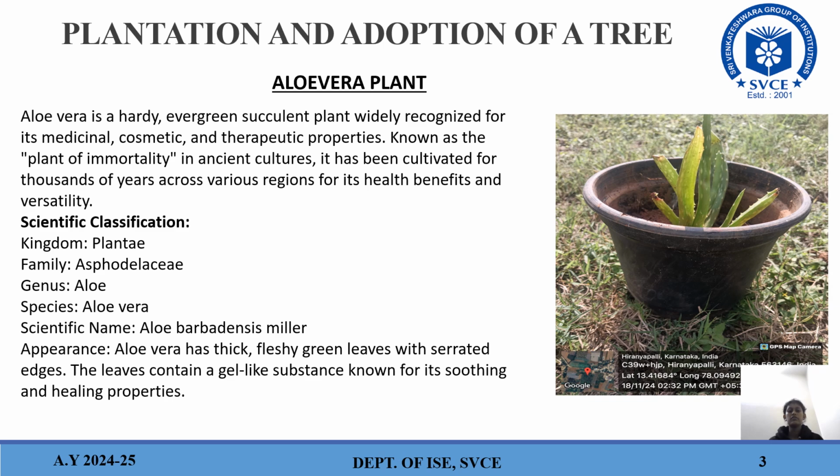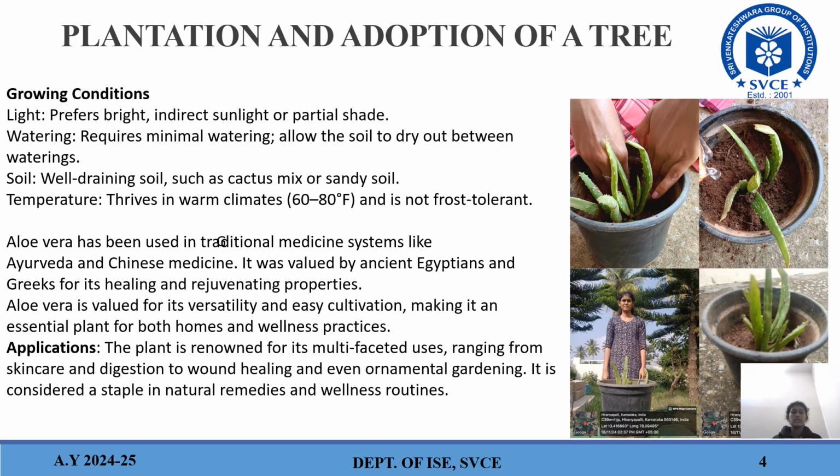benefits and versatility. Scientific classification includes kingdom Plantae, family Asphodelaceae, genus Aloe and species Aloe vera. The scientific name is Aloe barbadensis Miller. Appearance: aloe vera has thick, fleshy green leaves with serrated edges, and the leaves contain a gel-like substance known for its soothing and healing properties. Growing conditions include light, which prefers bright, indirect sunlight or partial shade.